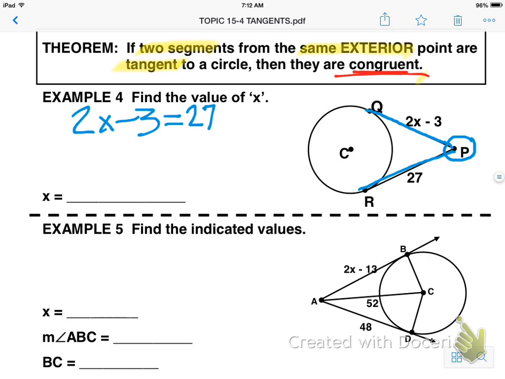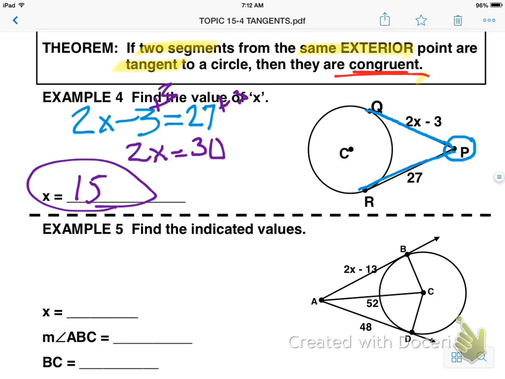So the question is, what number times 2 minus 3 gives me 27? If I add 3 to both sides, I get 2x equals 30. So what number times 2 gives me 30? And that is 15, which is all they asked for. So you have solved example 4.